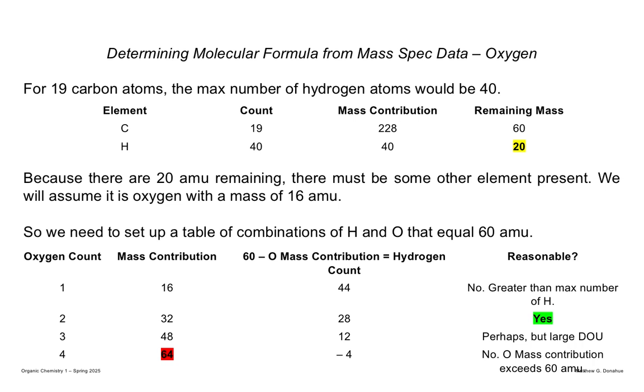And then using that same argument with our oxygen count, because we were limiting that due to 16, that gets us the mass contribution of oxygen. So that's what that column means. If we take 60 minus that mass contribution, that gets us our hydrogen count. And then we see in green that that's the best fit.